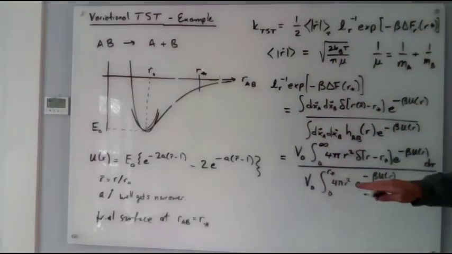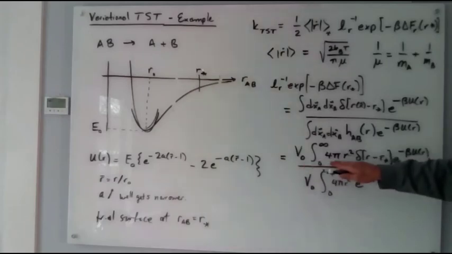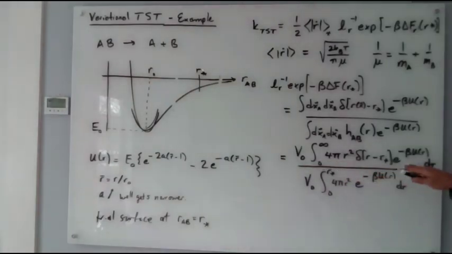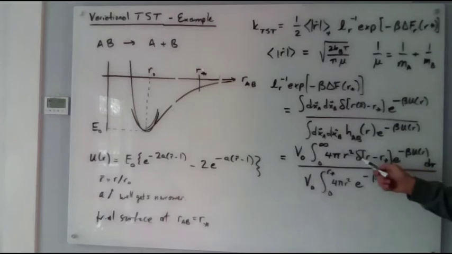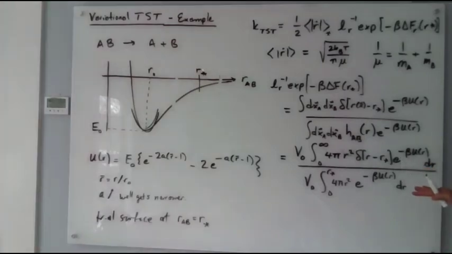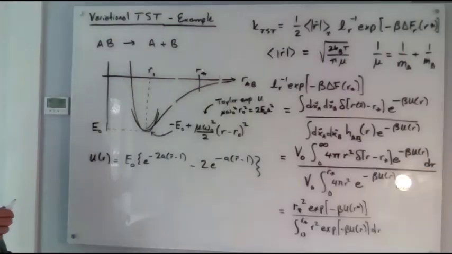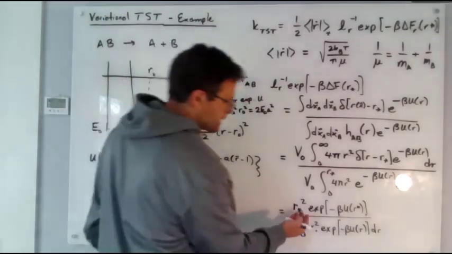In the numerator, we have the v naught, we have the Jacobian, the 4 pi r squared, which comes out of the change to polar coordinates. We have our Boltzmann factor again, e to the minus beta u of r dr, and this delta function now is all that's left of the original delta function, r minus r star. So this integral now is pretty easy to do. Okay, so we have done the numerator.